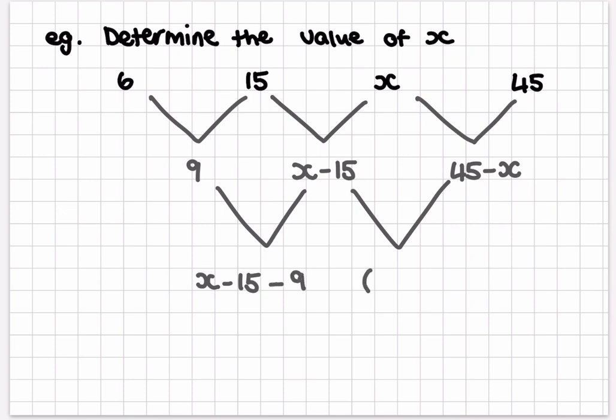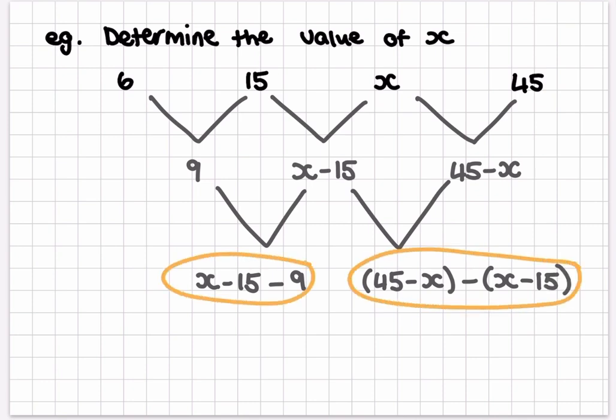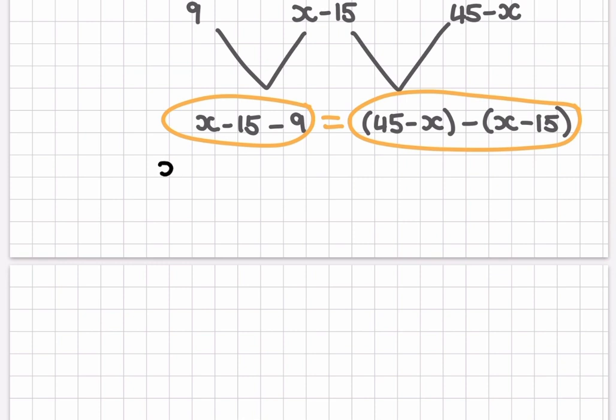The second one is going to be 45 minus x minus 15. Now we know that these differences have to be equal in a quadratic sequence, so we are going to equate them. Let's start off. We're going to say x minus 15 minus 9 is equal to 45 minus x minus x. Don't forget to sub that negative in there. It's going to be plus 15.